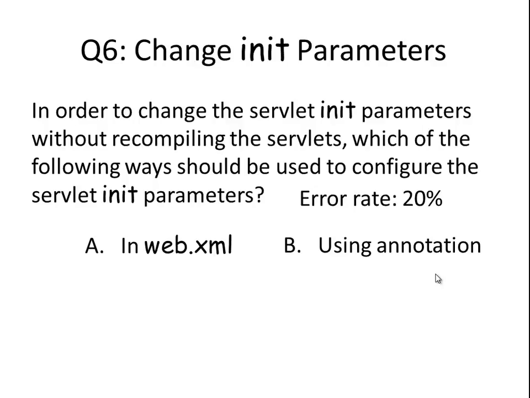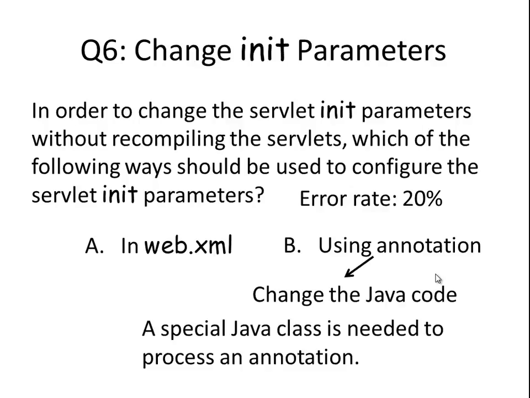Error rate 20%. There's still several. So here, 4 students missed this question. Yeah. So first, let's look at the annotation. The option B. If you want to change init parameters in annotation, then you have to modify your Java source code. After you modify Java source code, then you need to recompile it.